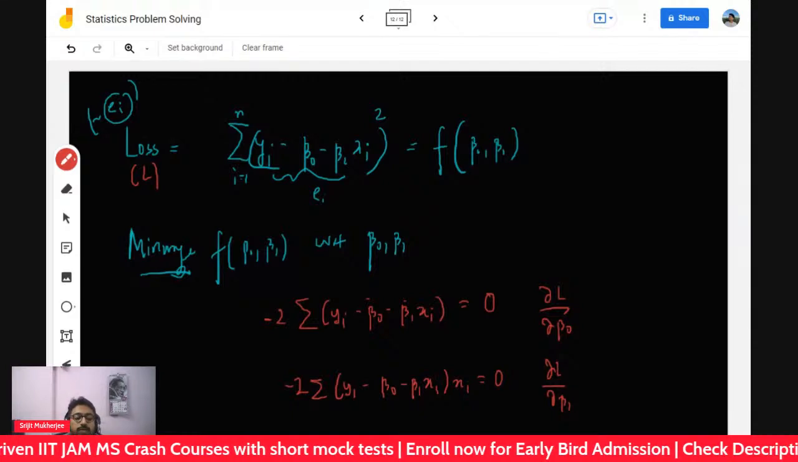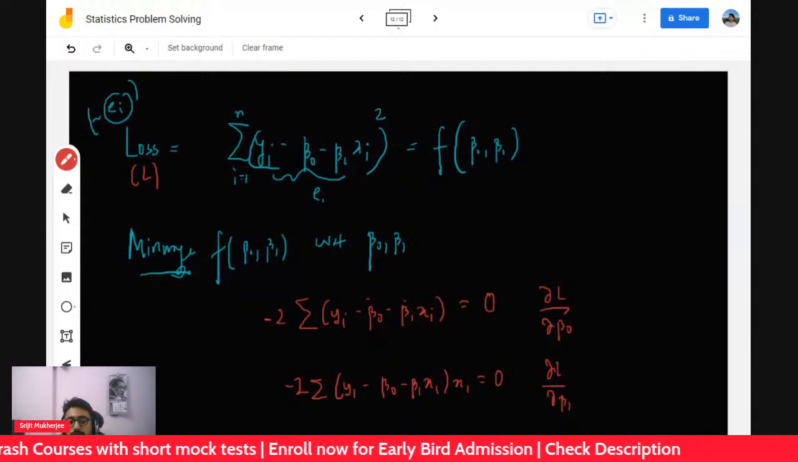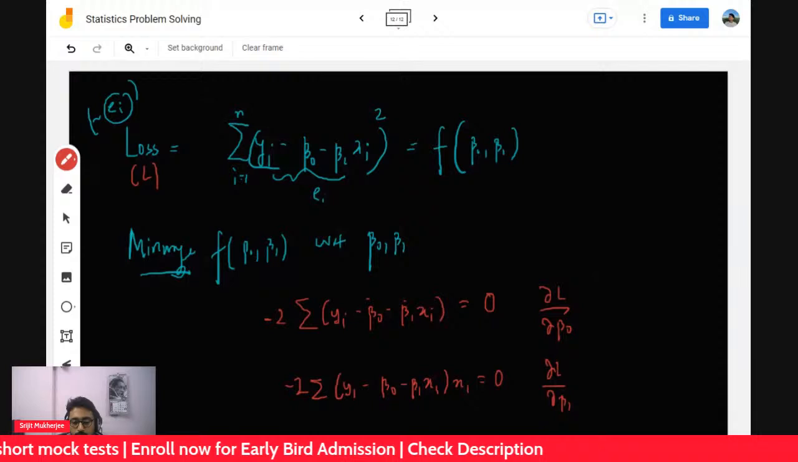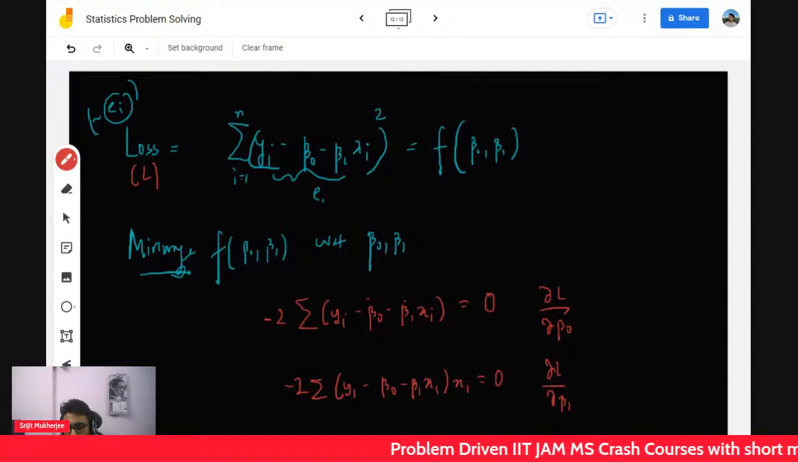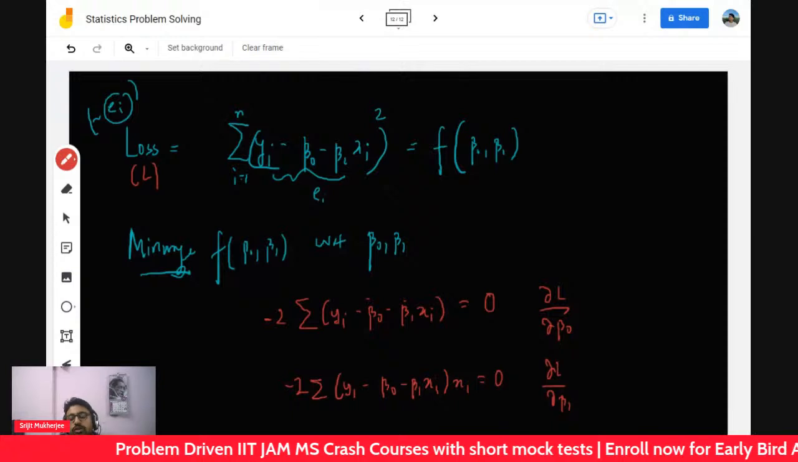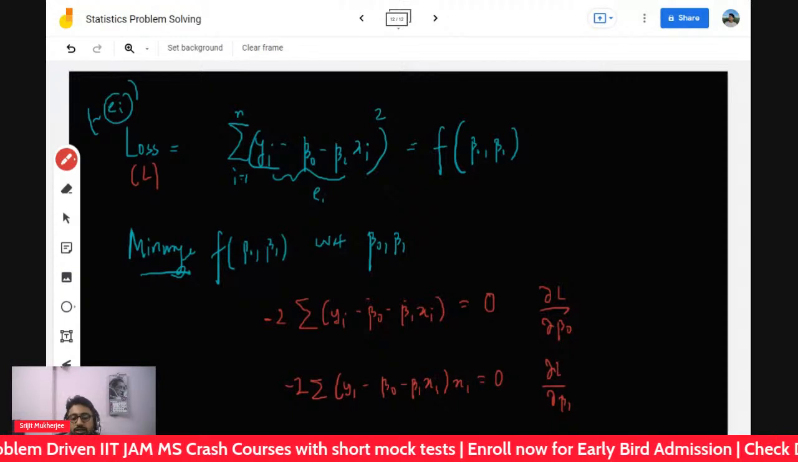I don't know what type of problem JAM gives. Have you guys seen problems in JAM on this? I really don't know. Usually only in regression setup. Yeah.